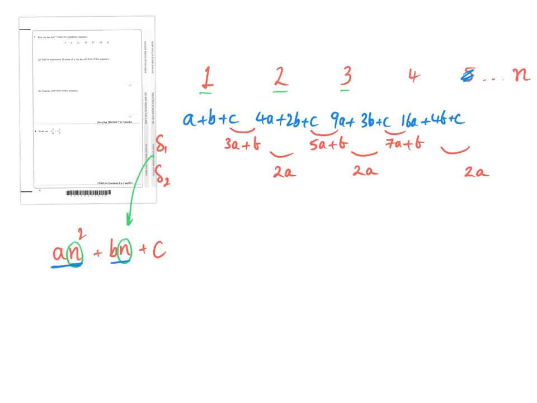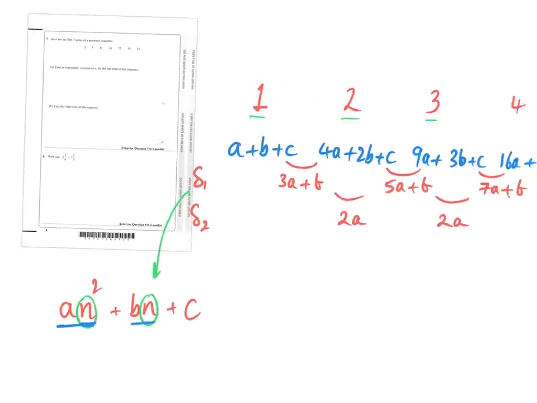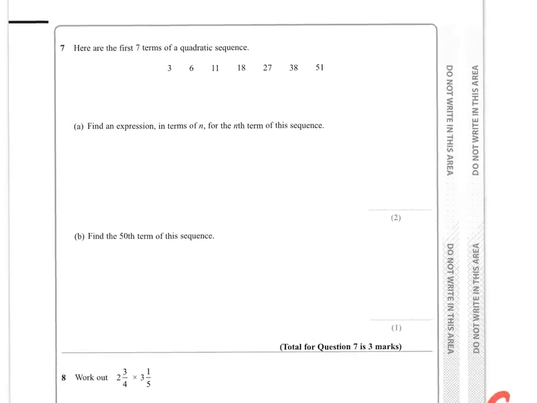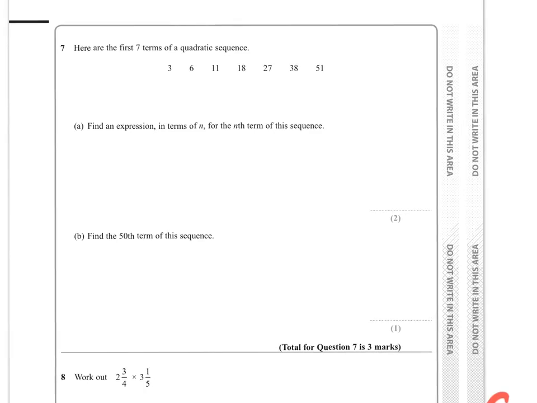Now, the reason I've said that, looking back at the question we have, so if I just enlarge this one back to where we were going here, I said to you here, if we look at the first difference, delta 1, we get 3, 5, 7, 9, 11, 13. But look at the second difference. They're all 2. So what does that tell us?